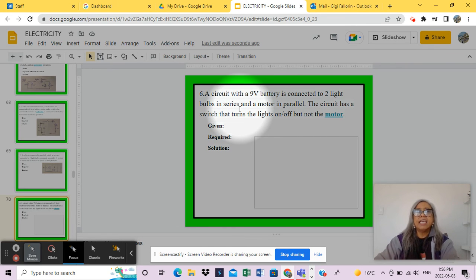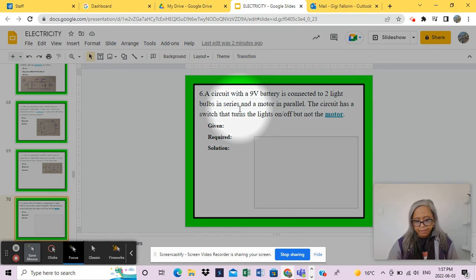Number six, let's see this one now. Whenever you have a worded problem, make an effort to write the given, required, solution. So, given, what do we have here? A circuit with a 9-volt battery. So you have a battery, the charge on it is 9 volts, connected to two light bulbs. Two light bulbs, I prefer it being drawn as the X rather than the W symbol, and this is in series.